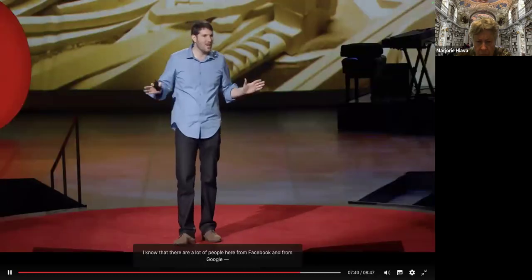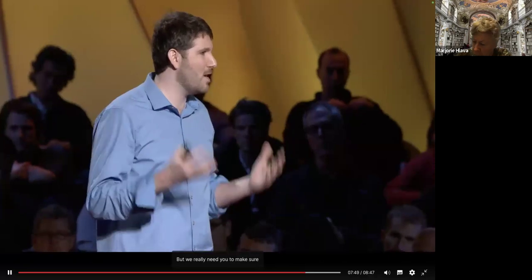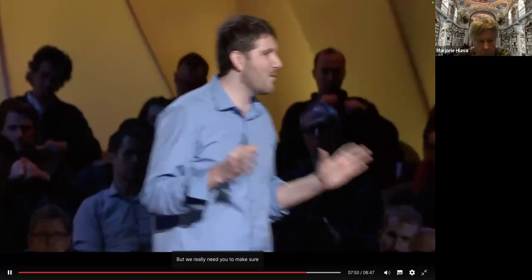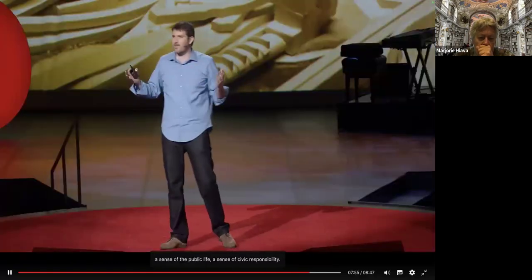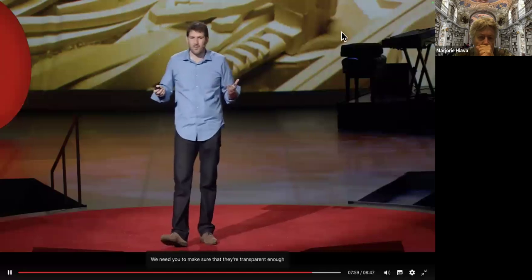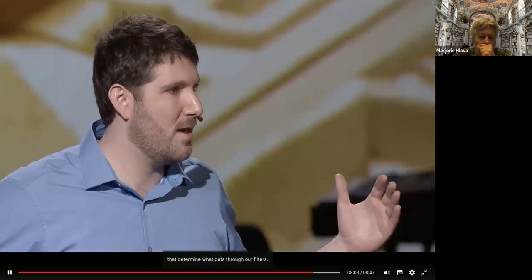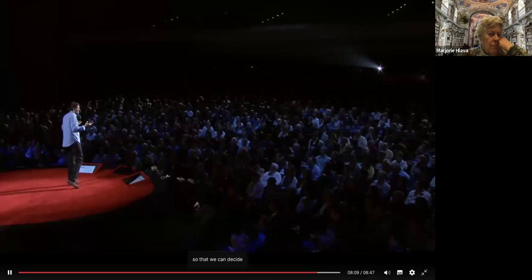I know there are a lot of people here from Facebook and from Google, Larry and Sergey, people who have helped build the web as it is, and I'm grateful for that. But we really need you to make sure that these algorithms have encoded in them a sense of the public life, a sense of civic responsibility. We need you to make sure that they're transparent enough that we can see what the rules are that determine what gets through our filters. And we need you to give us some control so that we can decide what gets through and what doesn't.